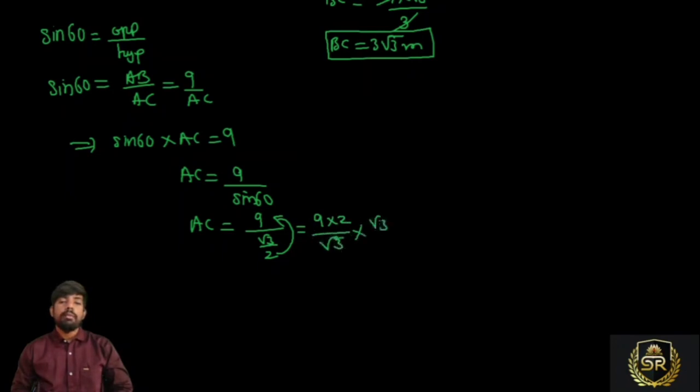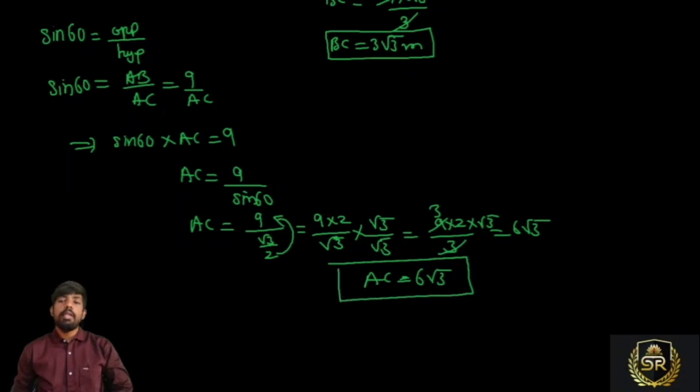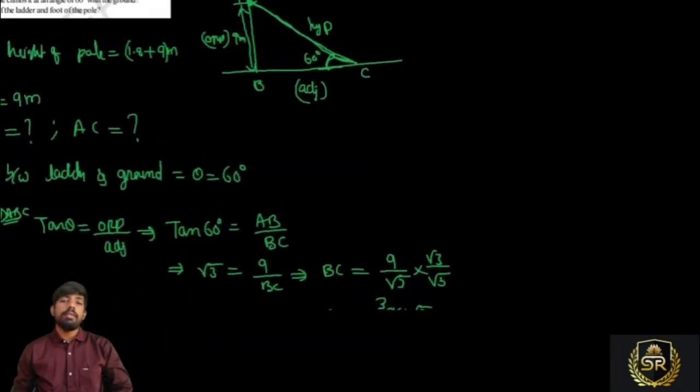If I do rationalizing, root 3 multiplying and dividing, so root 3 into root 3, 3 it will become, right? 9 into 2 into root 3. So 3 3 is a 9, 3 2 is a 6, 6 root 3. Hence, therefore AC is equal to 6 root 3.